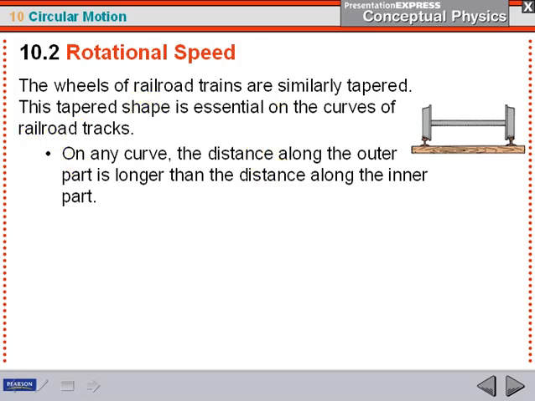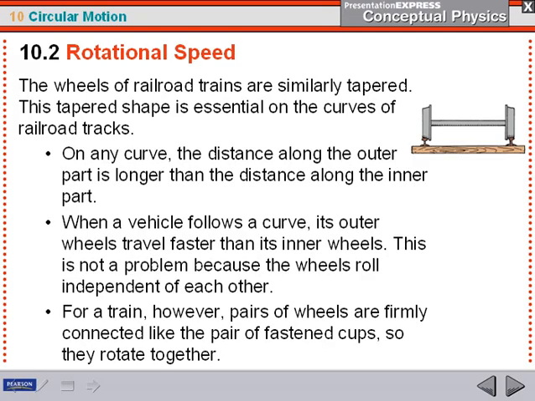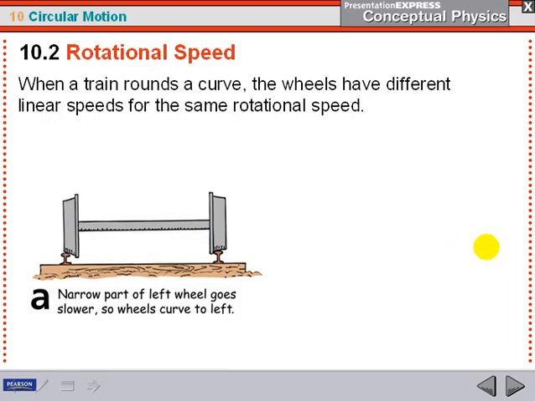And once again, the distance along the outer part of the track is longer than the distance along the inner part. So when a wheel follows a curve, it's going to travel to the outside of the track. So the outer wheels will travel faster than the inner wheels, and that's fine, because as it goes around the curve, the fatter part of the wheel is going to be on the outside of the track, which is going to be larger. And they're always going to rotate together because they're fastened like the cups are.